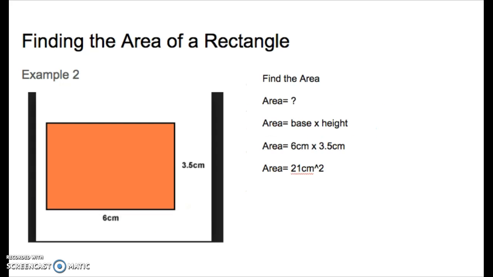In our next example, we're going to use the same formula, which is area equals base times height, and we see in this picture that the base is 6 centimeters and the height is 3.5 centimeters. So we're going to plug these into our formula to form area equals 6 centimeters times 3.5 centimeters. When you multiply those two numbers together, we determine that the area is 21 centimeters squared. Make sure you do not forget to square your answer.